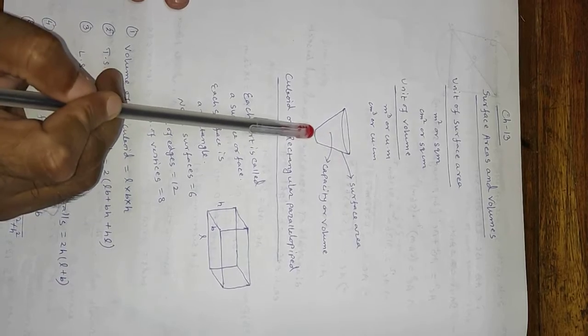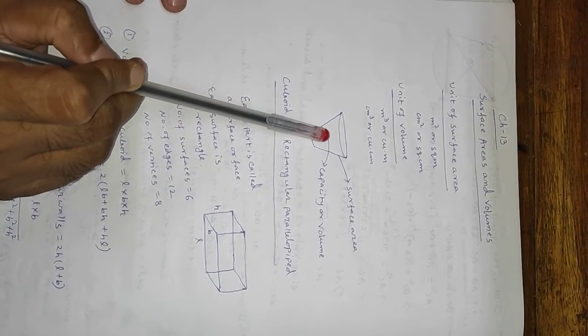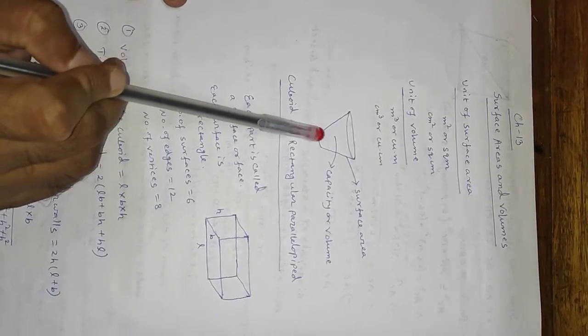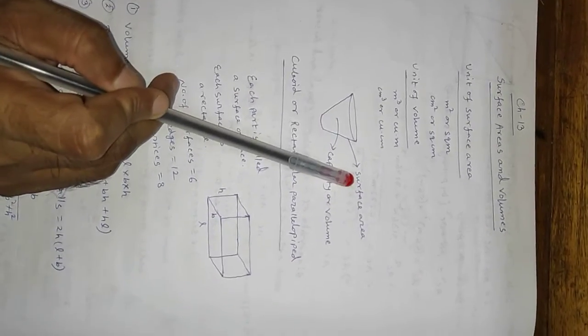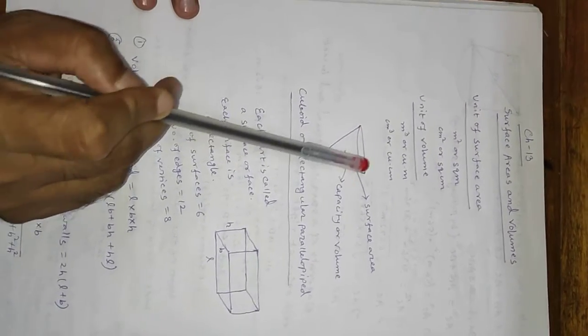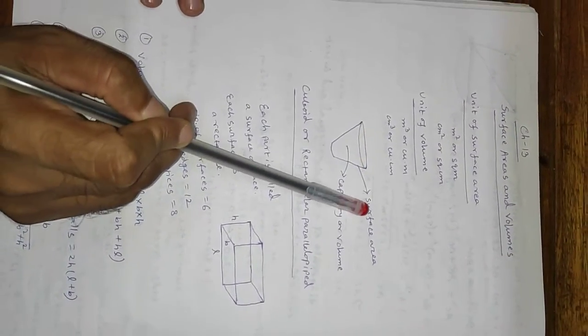Suppose there is one glass tumbler. Inside, how much place is there to keep the liquid? That is your capacity, volume. And what it is made up of, that's your surface area. If it is made of glass, how much glass you have in this surface, even the bottom also, because this is empty. So this is your surface area.